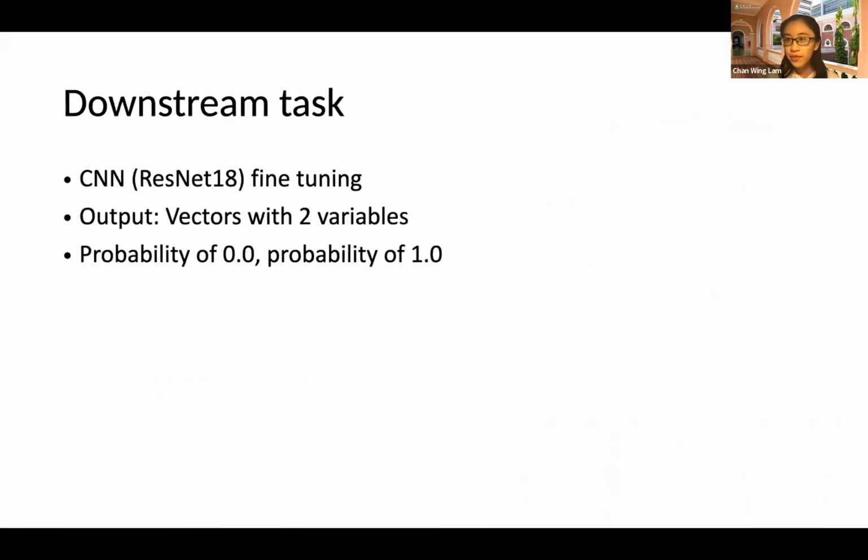Then we carry on with the downstream task. So in this step, we will use labeled images to fine-tune the ResNet 18. And for the output, we would have vectors with two variables, namely the probability of 0 and 1. We'll get to what that means in a minute.